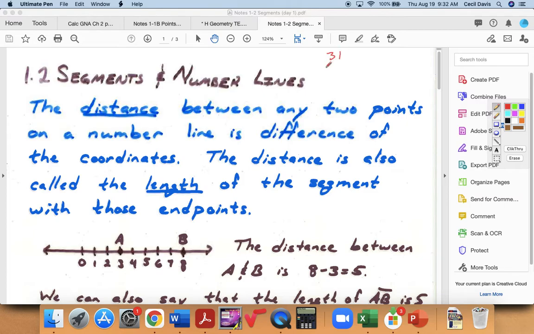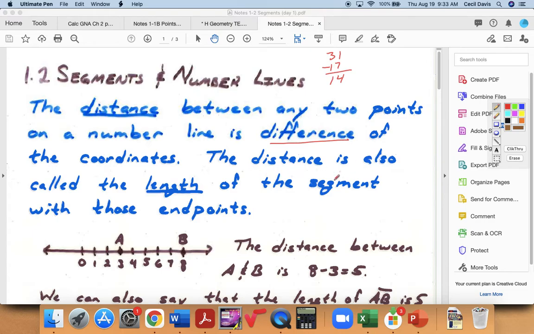Well, you would take 31 and you would subtract 17, and that ends up being 14. 14 is how far apart the two teams' scores are. And you're like, what does that have to do with math other than the fact that I'm subtracting? Well, it turns out that if you're on a number line, you can find the distance between any 2 points by doing exactly the same thing. The distance between any 2 points on a number line is the difference, that means subtract, of the two coordinates.